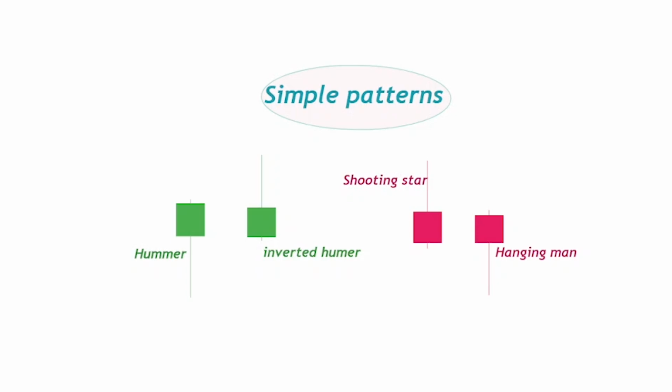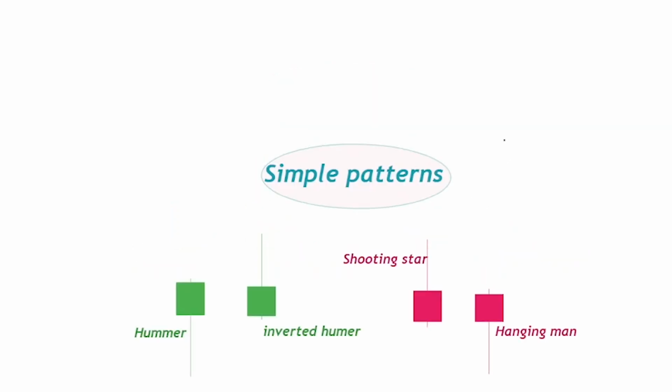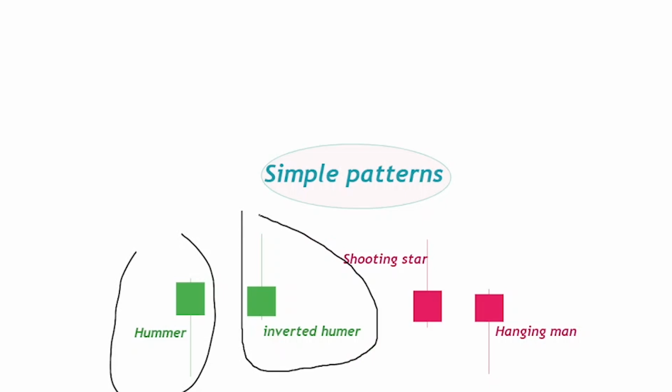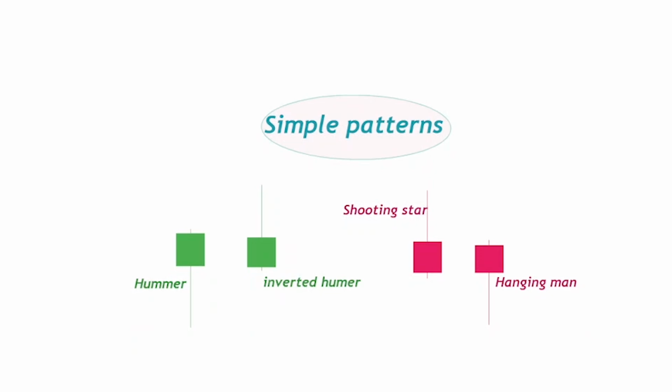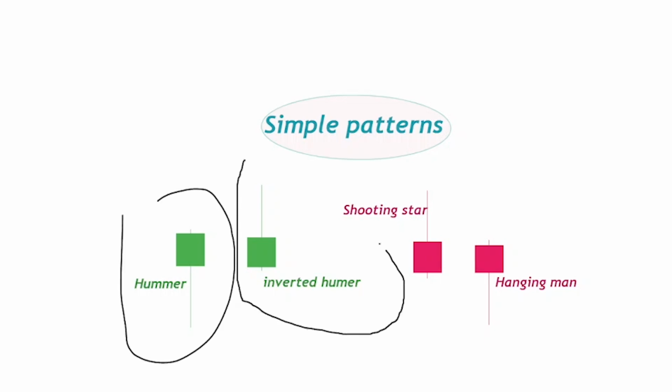We have a hammer, an inverted hammer, a shooting star, and a hanging man. Now let's start from the simple patterns. These are four simple candlestick patterns that we are going to be looking at, indicating buy or sell in the market. So the first one is a hammer. This one is an inverted hammer, and this one is a shooting star, and we have also a hanging man. Those are four simple candlestick patterns that we are going to be finding in the market.